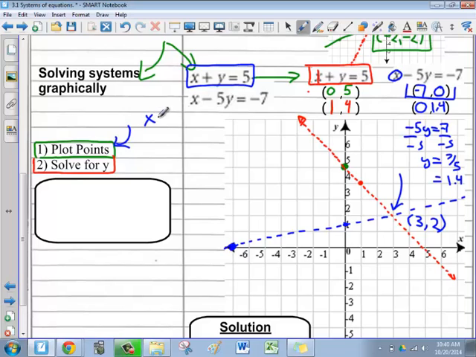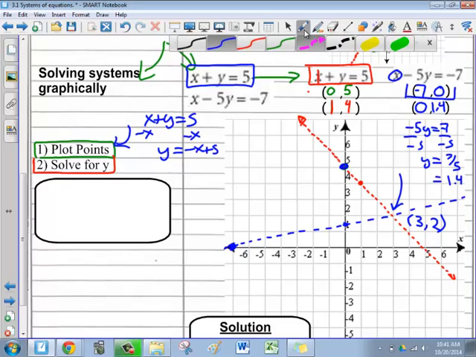So if I have x plus y equals 5, I'm going to subtract x. So I have y is equal to negative x plus 5. So that's that line. I can see that I have a y-intercept of 5, so I would start right here. And I got a -1 for my slope, so I'd be going down 1, just like this line. See, it gives us the same exact thing. Now let's try the other one.